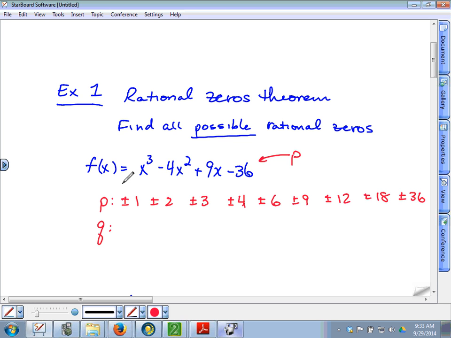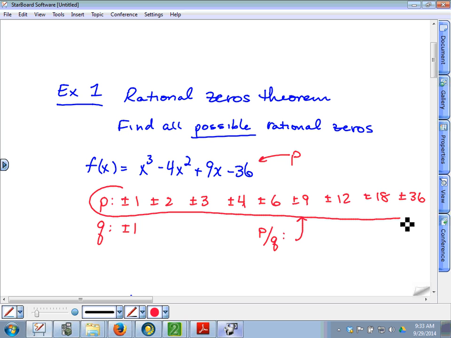Q is just the number in front of x to the third, plus or minus 1. That's kind of nice when Q is plus or minus 1, because really what we're interested in is P divided by Q, not just P and Q separate. It's P divided by Q. But if Q is 1, then P divided by Q is this list right up here. It's just your factors of P.